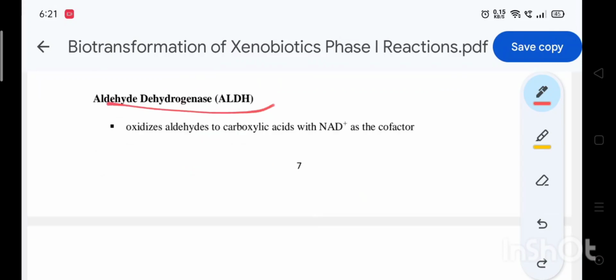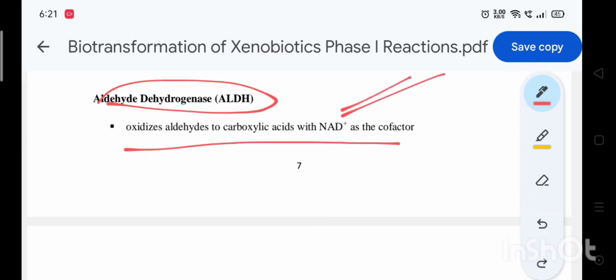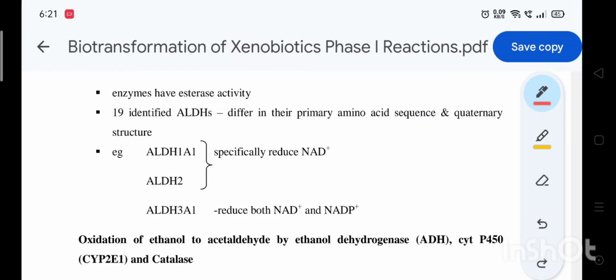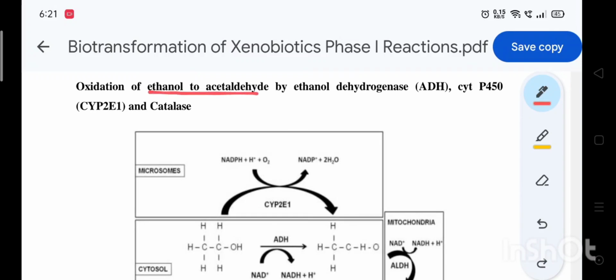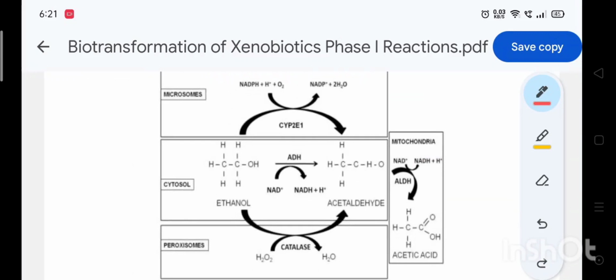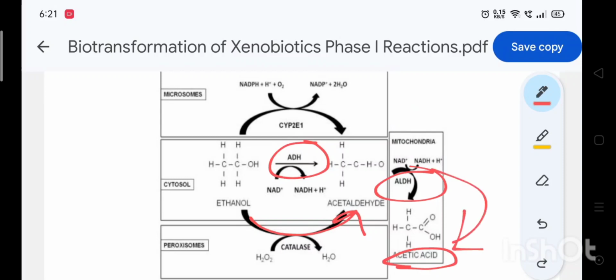Now aldehyde dehydrogenases oxidize aldehyde to carboxylic acid and they use NAD plus as a cofactor. They have several esterase activities and there are 19 identified aldehyde dehydrogenases. So oxidation of ethanol to acetaldehyde is carried out by alcohol dehydrogenases, and then oxidation to the acidic form is carried out by aldehyde dehydrogenases. So ethanol is converted into acetaldehyde with the help of alcohol dehydrogenases, and then with the help of aldehyde dehydrogenases it is converted into acetic acid.